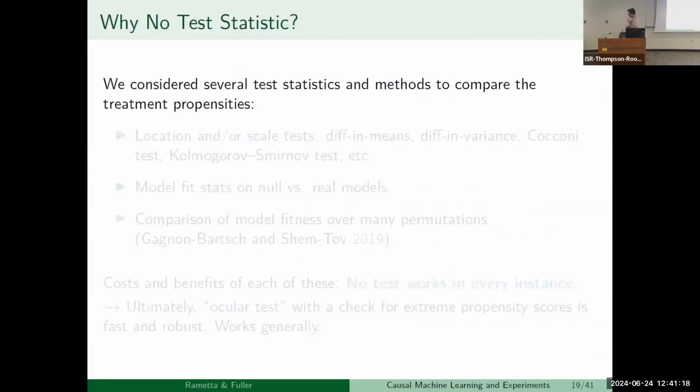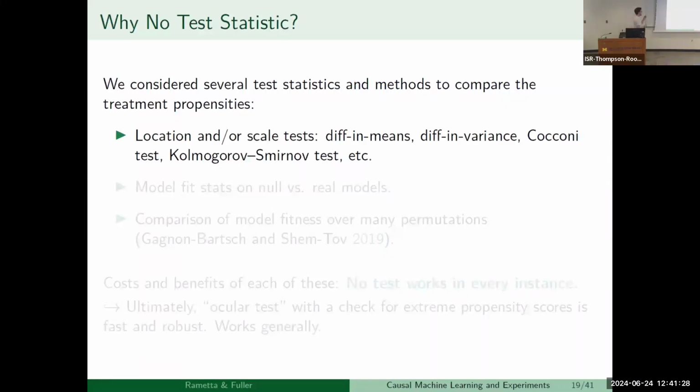So we considered a variety of test statistics when we were writing the paper. And the long and the short of it is that none of them work in all instances better than just looking at your data. So we considered location and scale tests, difference in means, difference in variances between the distributions, the Skakoni test. People are probably familiar with the Kolmogorov-Smirnov test.